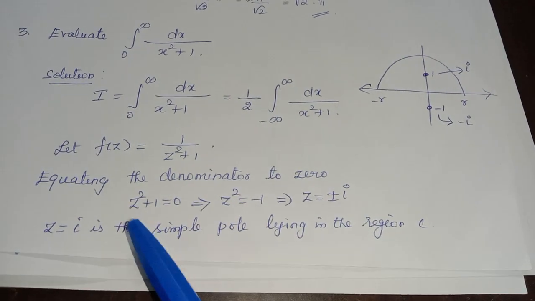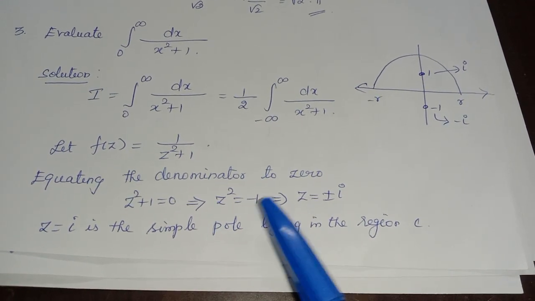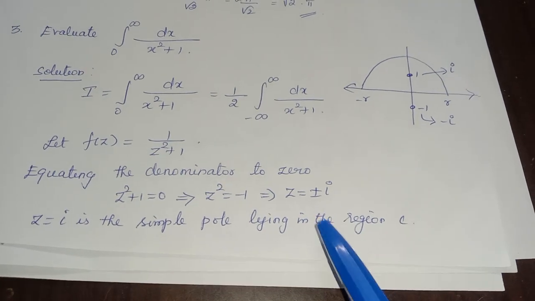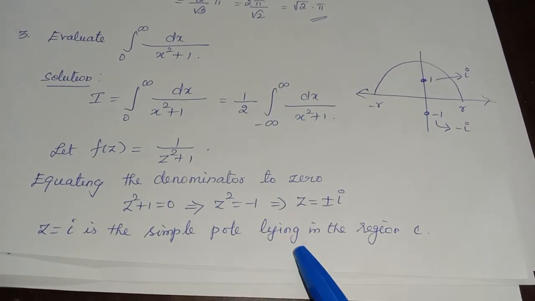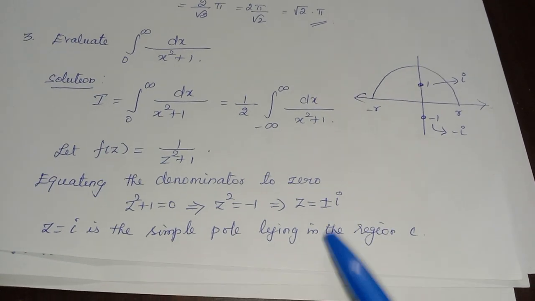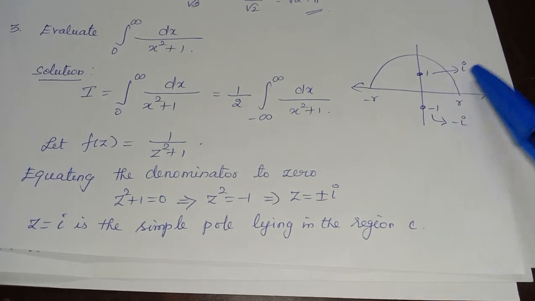Equate the denominator to 0. z square plus 1 equal to 0. So z square equal to minus 1. That means z equal to plus or minus i are the simple poles. Here we have to identify which of them are lying inside C. For second type, C is my upper half plane. Okay, C is upper half plane.